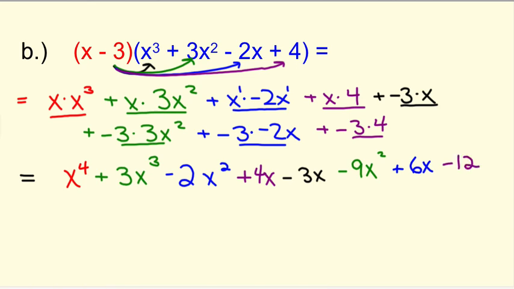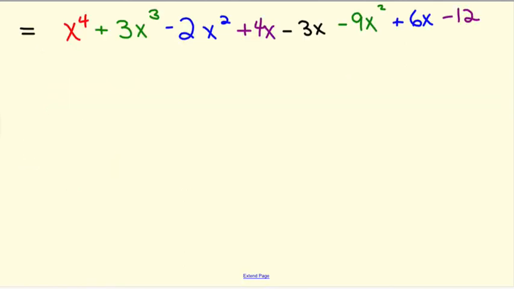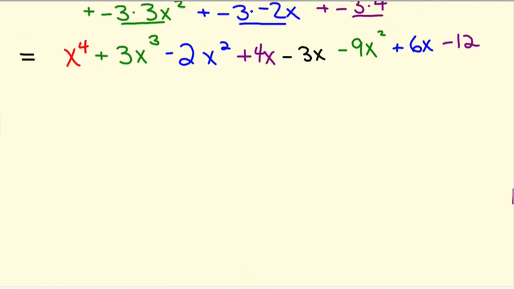Now let's look and see if we have any like terms. Like terms have the same variable raised to the same power. So is there any more x to the fourths here? No. So that can stay as it is. Are there any more 3x cubed? Nope. That'll stay as it is. Let's see if there's any x squareds. There's one right here and one right there. So those two, you combine the coefficients, negative 2 and negative 9, become negative 11x squared.